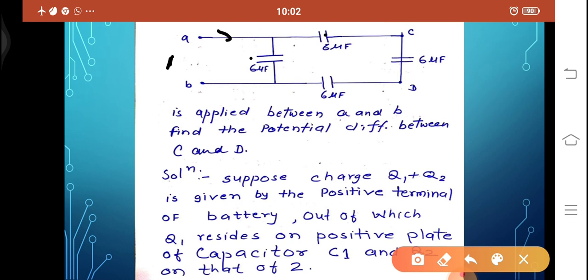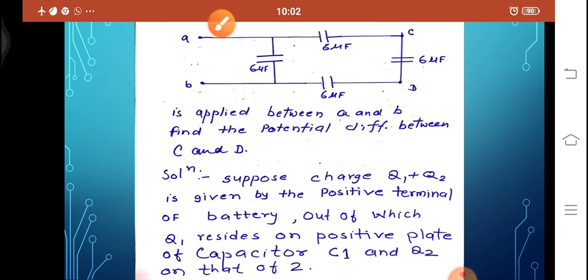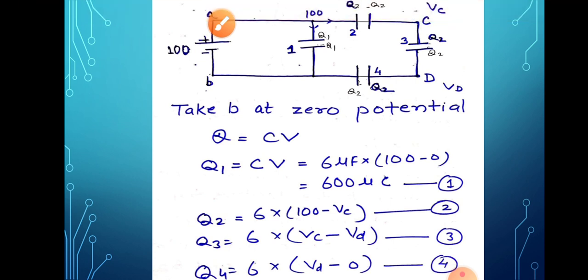So Q1 plus Q2 will go from this side. Q1 will go this side and Q2 will go this side. So this Q2 will go here, this Q1 will come here, again this side Q1 plus Q2 charge, like this.